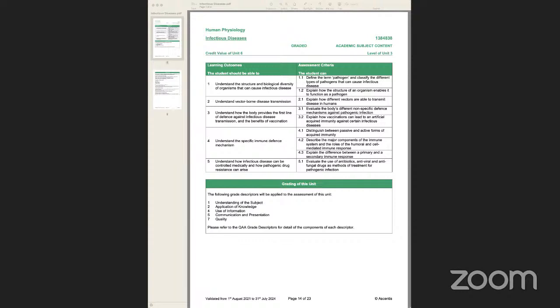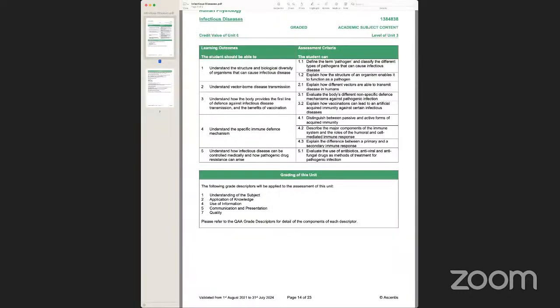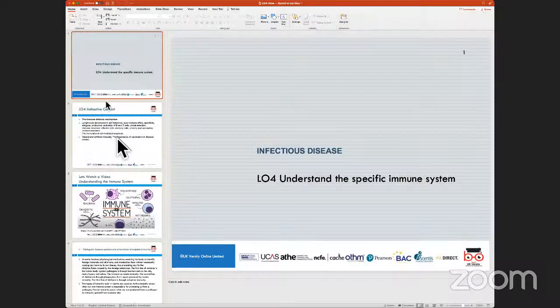So let's start with this particular discussion. We will go into key terminology first and look at some of the key components of the human immune system before we go into details.